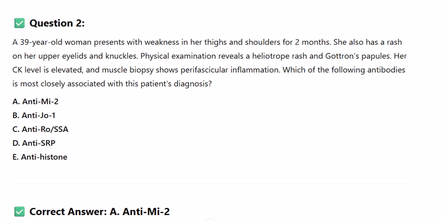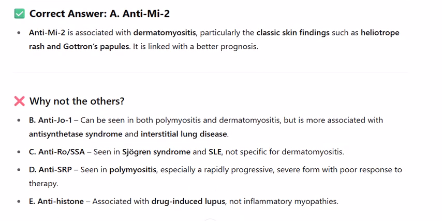Which of the following antibodies is most closely associated with this patient's diagnosis? A. Anti-Mi-2, B. Anti-Jo1, C. Anti-Ro-SSA, D. Anti-SRP, E. Antihistone. Correct answer, A. Anti-Mi-2 is associated with dermatomyositis, particularly the classic skin findings, such as heliotrope rash and Gottron's papules. It is linked with a better prognosis.